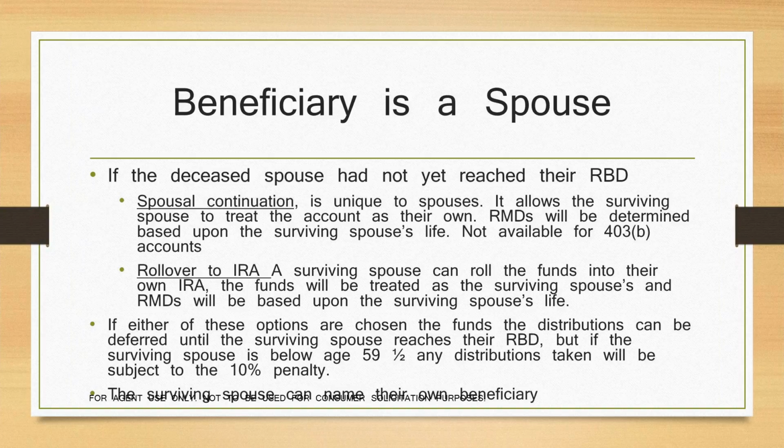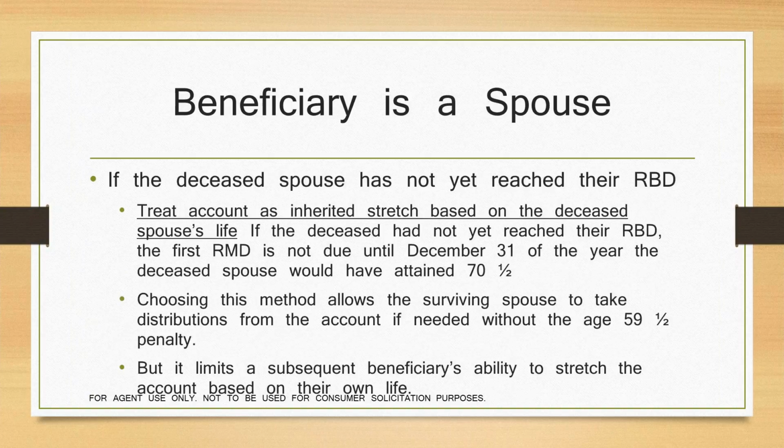One of the upsides is that the surviving spouse can name their own beneficiary for the spousal continuation account, and the beneficiary is going to be able to stretch based on the non-spouse beneficiary rules that we'll talk about later. So if the deceased spouse had not yet reached required beginning date, the other choice, other than rolling it over into the spouse's own IRA or otherwise continuing the account as if it were the spouse's own, is to treat the account as inherited.